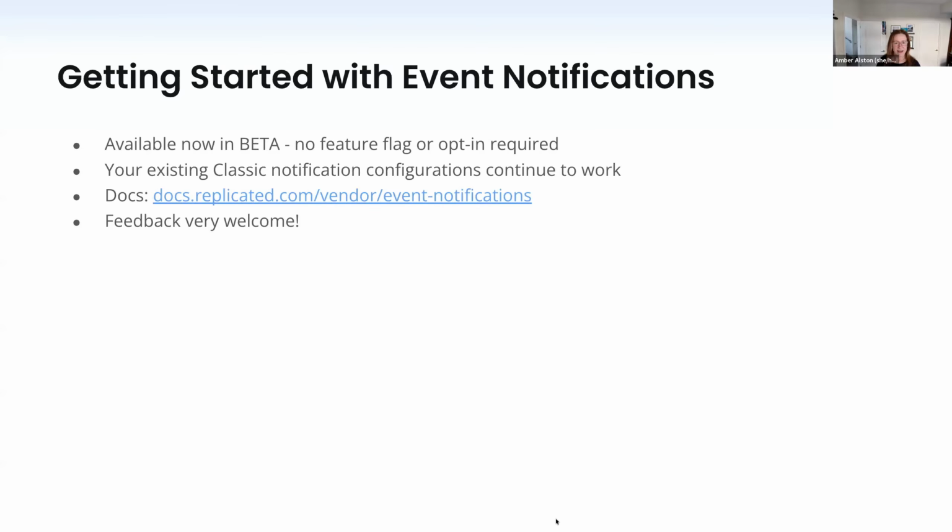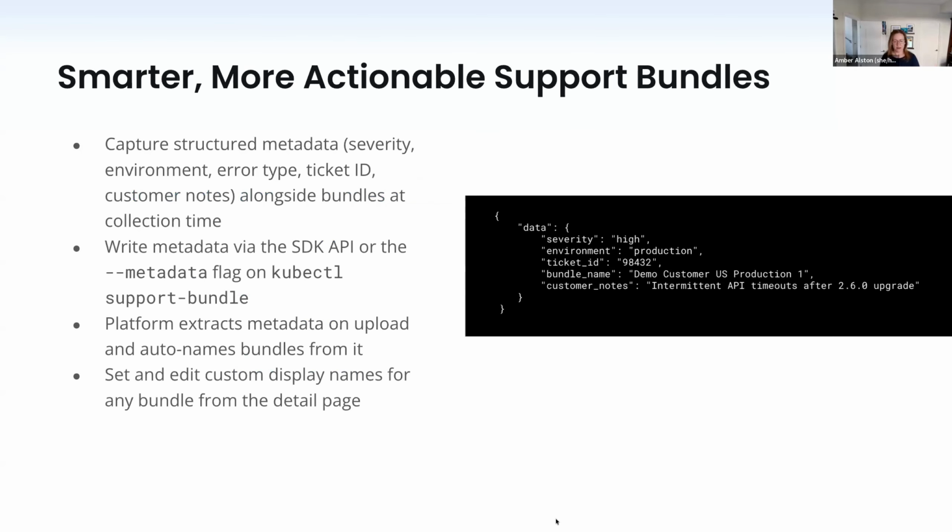So with that, that's the how can I know something is going to happen? How can I know when a customer was created, a release was promoted, a support bundle was uploaded? Related to support bundles, let's talk a little bit more about what happens when something does go wrong and your customer sends you a support bundle. As Jeremy mentioned, we've been working on making support bundles even more useful for you.